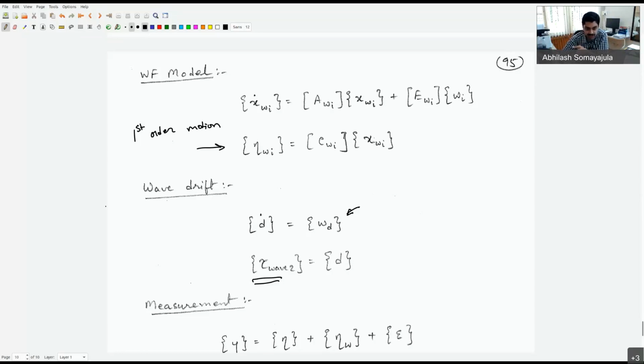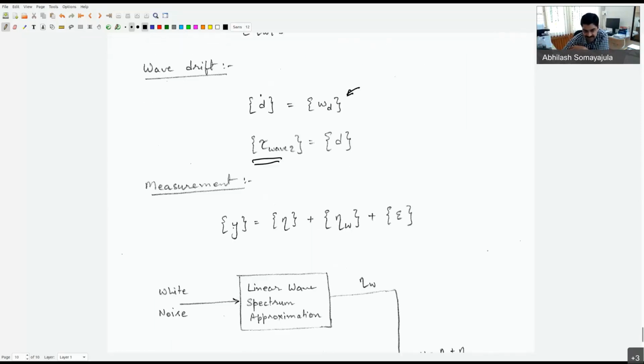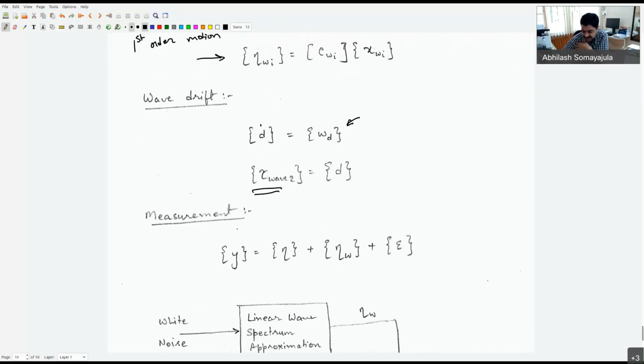So what we are doing is taking a so-called white noise whose parameters we can tune, and then integrating over it in order to get the so-called second order mean drift forces. And finally, our total measurement is going to be that slowly varying low frequency stuff plus the first order wave frequency stuff plus the noise.